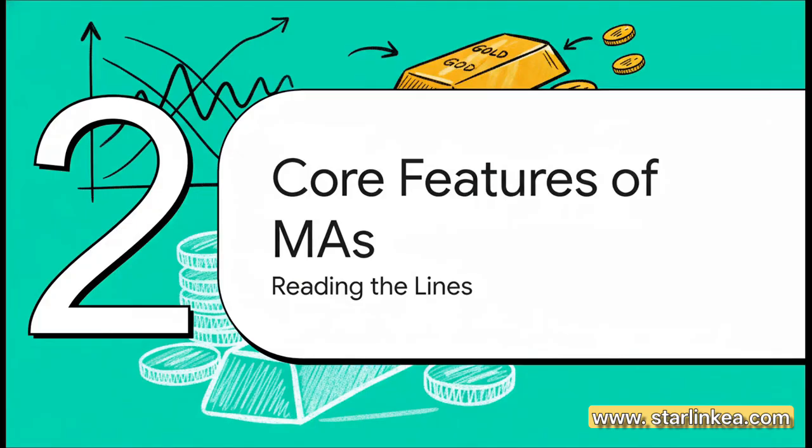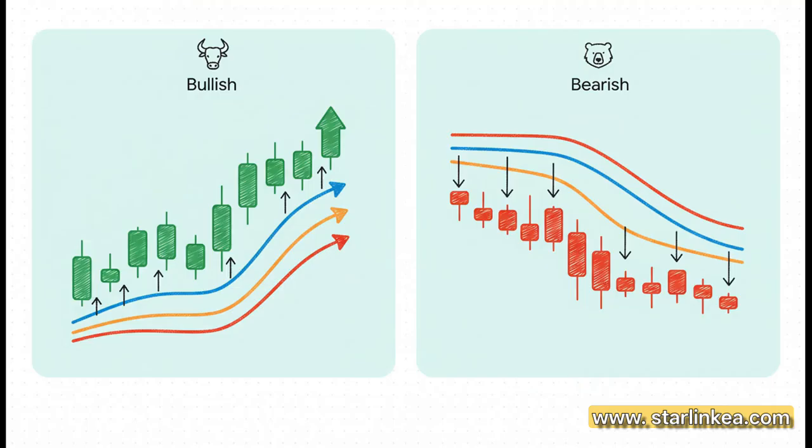Now, to really get the most out of this tool, we need to understand how it behaves. There are a couple of core features that, once you learn to spot them, will totally change the way you read a chart. So, let's get into the most important ones. First up, we have what are called trend arrays. This is what happens when you use a few different MAs at once, like a short-term, a medium-term, and a long-term one. When they line up just right, it's a huge signal.